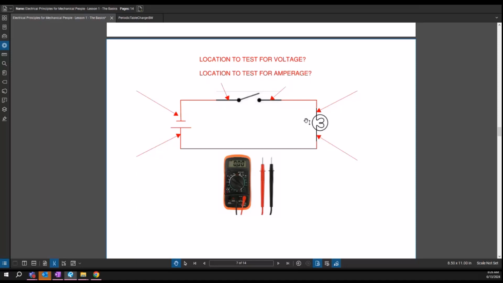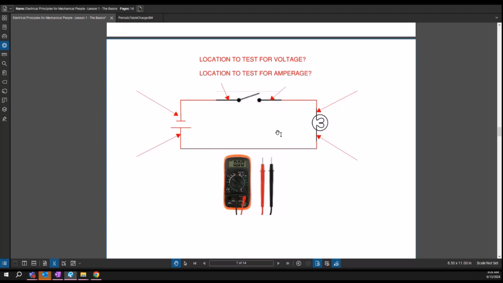Exactly. So if this switch is open, you're going to read 0 volts no matter what you do. Okay. Which makes sense because it's on the downstream side of the switch. Exactly. Downstream side of the valve.